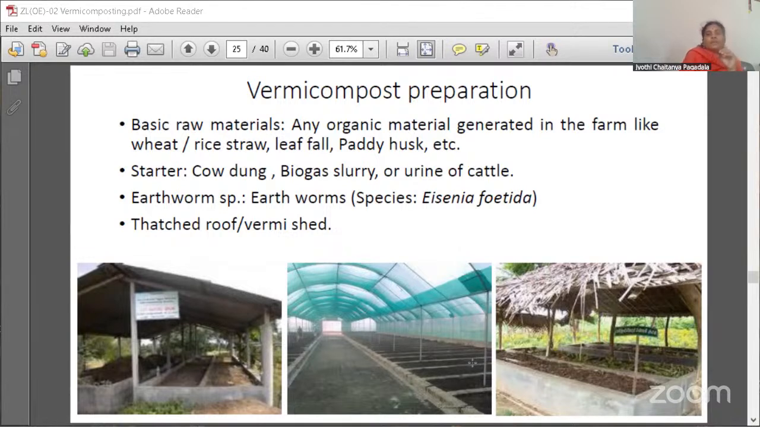And for better growth, we have to supply water. So a water supply should be there. And obviously, the hero of this vermicompost preparation is earthworms. Here the species is Eisenia foetida.